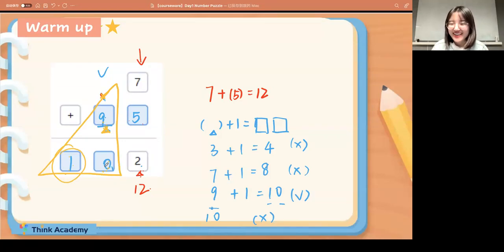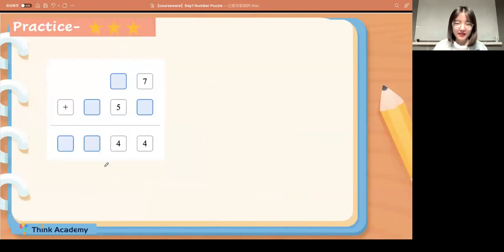Brilliant, proud of you. Okay, then let's take a look at this question. Question 1. Can you find any golden triangle here? If you can find the golden triangle, type 1 in the chat box. If you cannot, type 2 in the chat box.